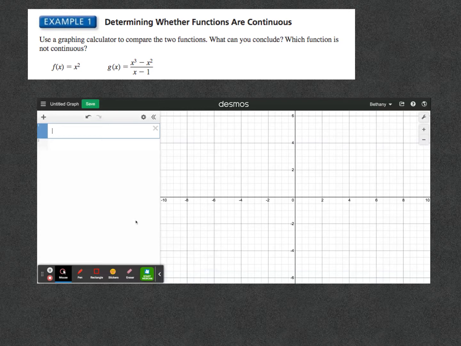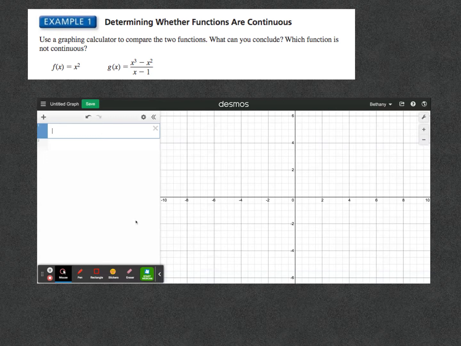Now you have g of x equals x cubed minus x squared over x minus 1. What you need to do is you need to use parentheses for the numerator, x cubed minus x squared. Close the parentheses, then do the division sign. So that's the button right next to the shift. And then do x minus 1.